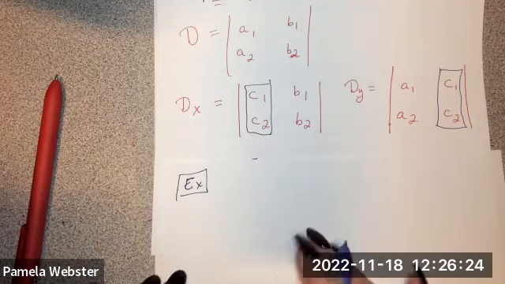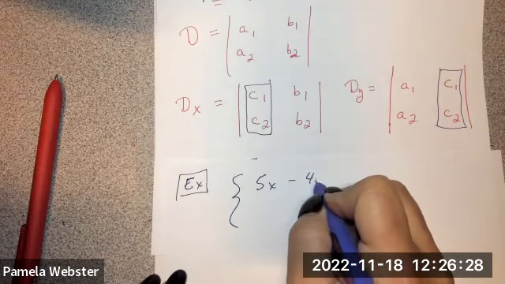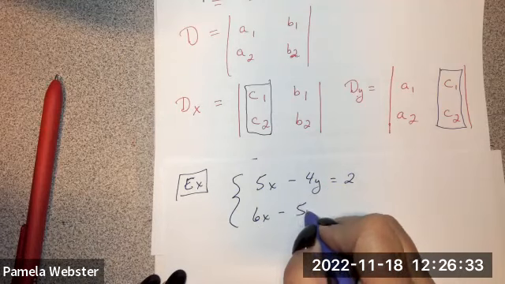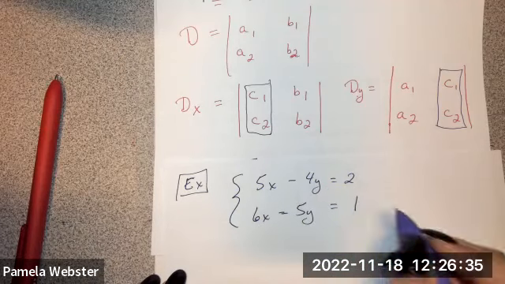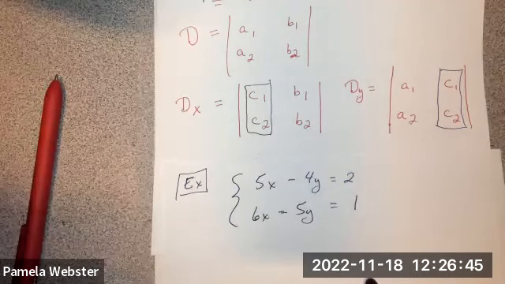Okay, so here is my system of equations. 5x minus 4y equals 2, and 6x minus 5y equals 1. Okay. And what I want us to do is find the determinants. There are three now, the D, the D sub X, the D sub Y. Find them and find their values, right?